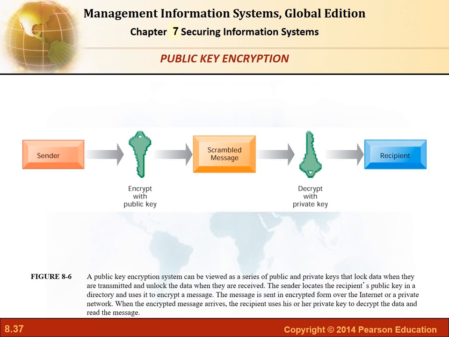This graphic illustrates the steps in public key encryption. The sender encrypts data using the public key of the recipient. The data encrypted with this public key can only be decrypted with the recipient's private key.